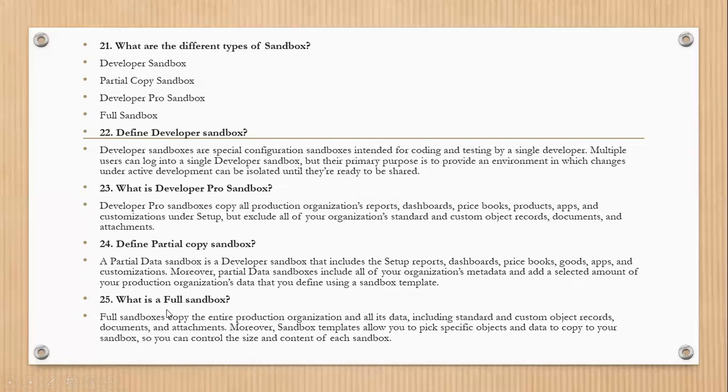Next question, what is the full sandbox? Full sandbox copies the entire production organization and all its data, including the standard and custom object records, documents and attachments. Moreover, sandbox templates allow you to pick specific objects and data to copy to your sandbox, so you can control the size and content of each sandbox.